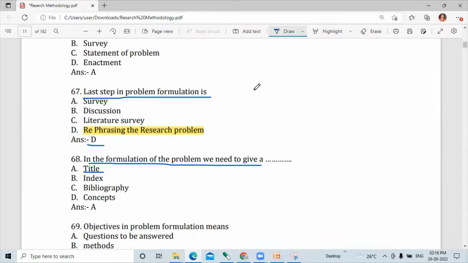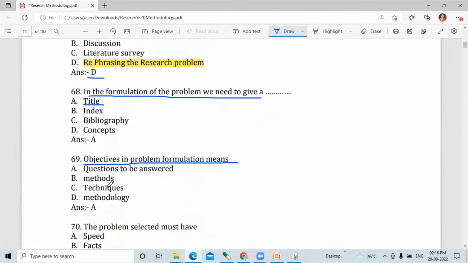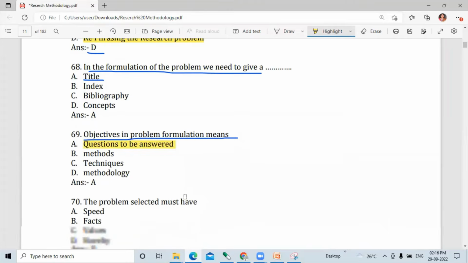69th question is, objectives in problem formulation means. So what is the answer? Questions to be answered. Objectives in problem formulation is questions to be answered.